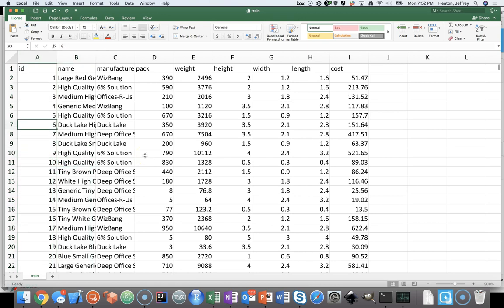I really tried to not have any target leak, but if the IDs are predictive, that means that the order here means something. I randomized the heck out of it, so you can try the IDs if you want. They might help.